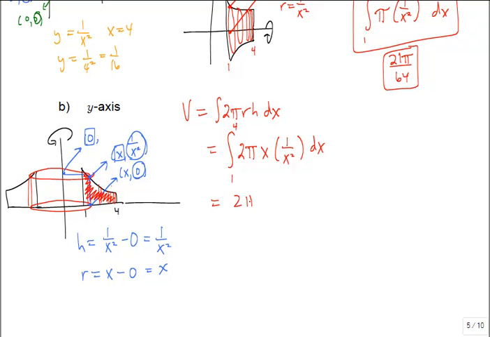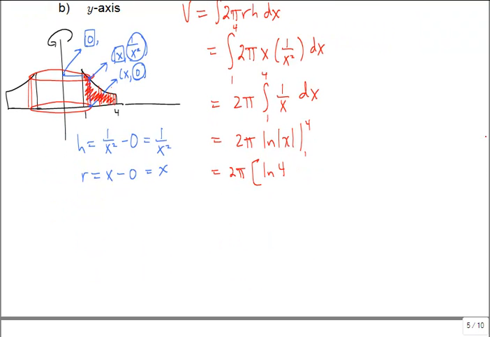Now to evaluate this, I'm going to pull out my 2 pi. X times 1 over x squared reduces to a 1 over x. What function has as its derivative 1 over x? That's a special function. That's an ln. This is stuff prime over stuff. So I need for my antiderivative ln of the absolute value of x. So when I plug in 4, I'm going to just get ln of 4. I don't need these absolute values because my inputs are positive. Minus ln of 1, and ln of 1 is 0. So this is just going to be 2 pi times the ln of 4.